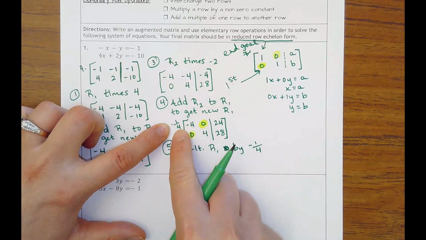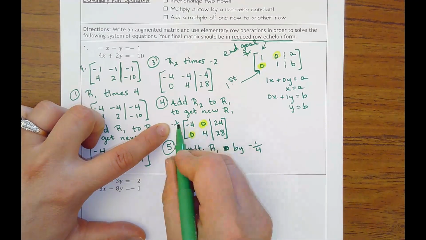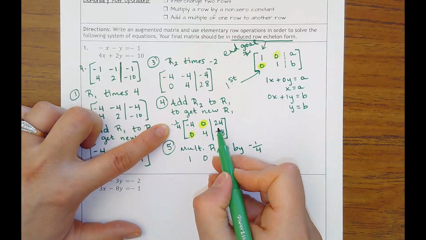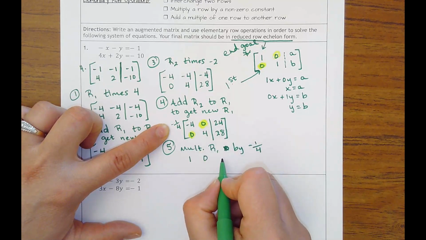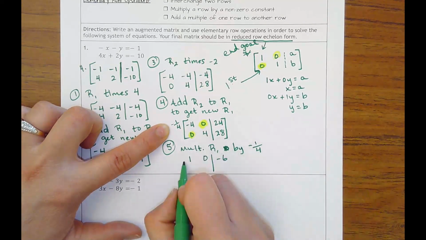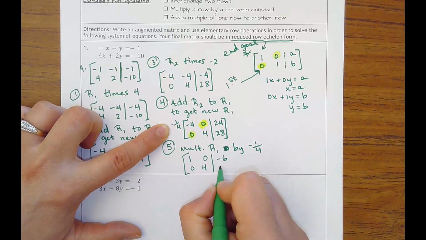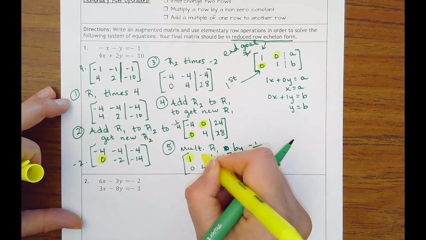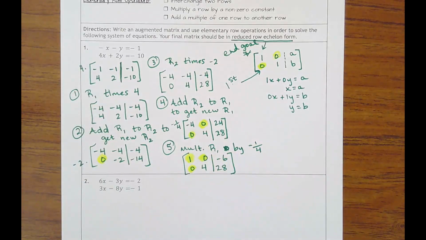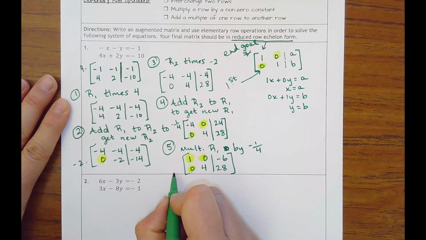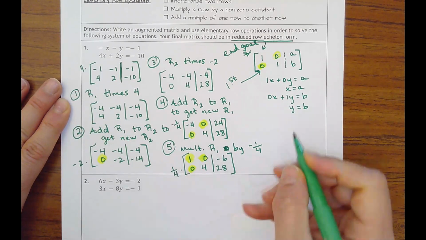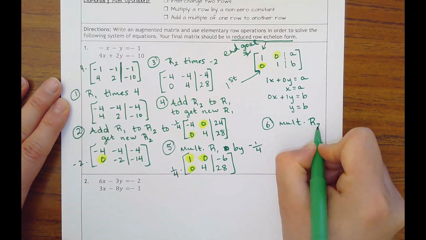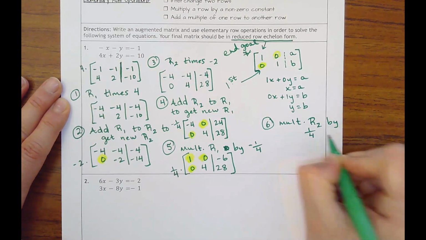So negative 4 divided by negative 4, that's 1. 0 divided by negative 4, or negative 1/4 times 0 is 0. Negative 1/4 of 24, or 24 divided by negative 4 would be negative 6. So that's looking good. I did not change my row 2. So now I've got my 1 in the right spot and my zeros. All I got to work on is the 4, and that's pretty easy. You're just dividing by 4 or multiplying by 1/4. So multiply row 2 by 1/4.